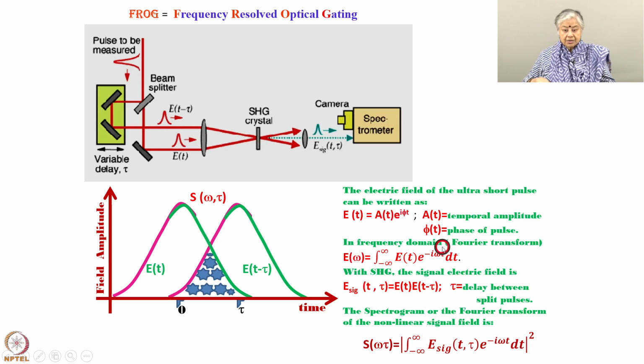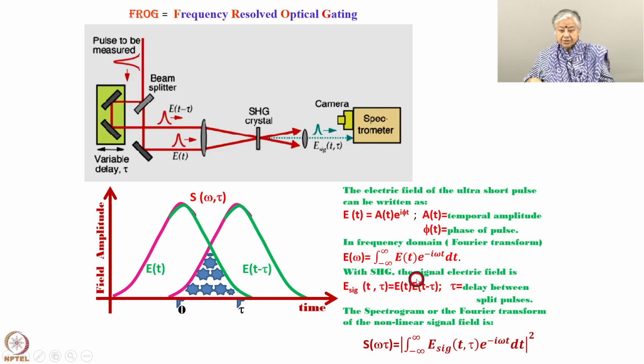So this is in the time domain. In the frequency domain, all I have to do is take a Fourier transform. So, E(omega), the frequency domain of this, is equal to the integral of E(t) e to the power minus i omega t dt. This is the Fourier transform. So, the same pulse I must have in the spectral domain too. So, I am measuring the pulse in the spectral domain also with this spectrometer.